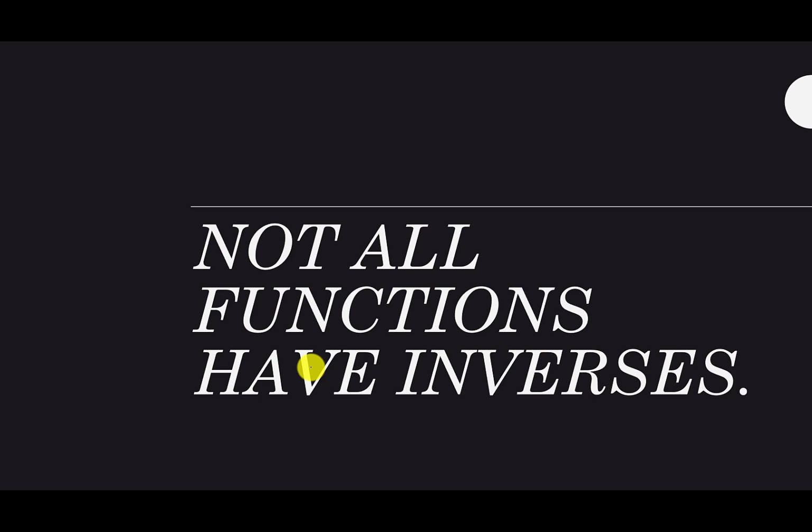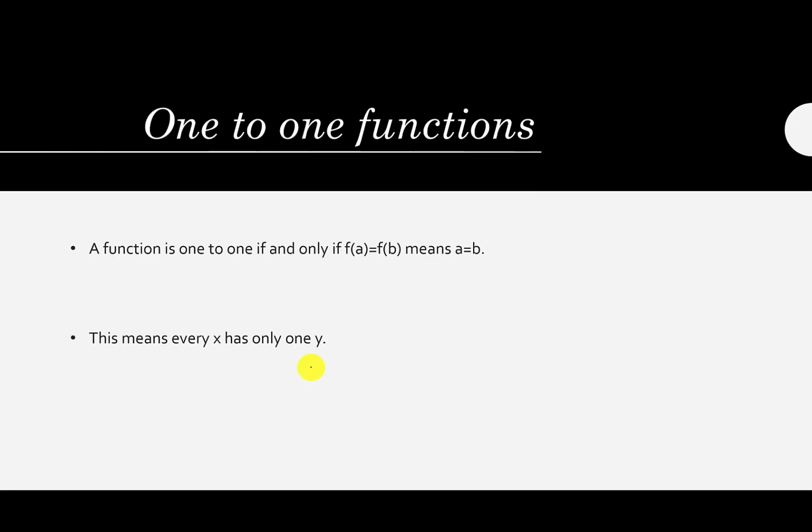Not all functions are going to have inverses. What we need is a one-to-one function. A function is one-to-one if and only if f of a equals f of b means a equals b. What this really means is that every x has only one y, so we're not going to allow any repetition of y when we look at a one-to-one function.